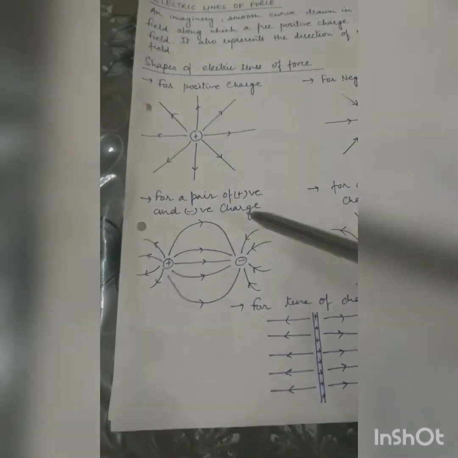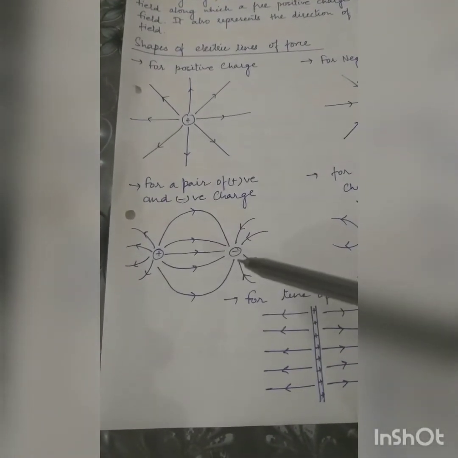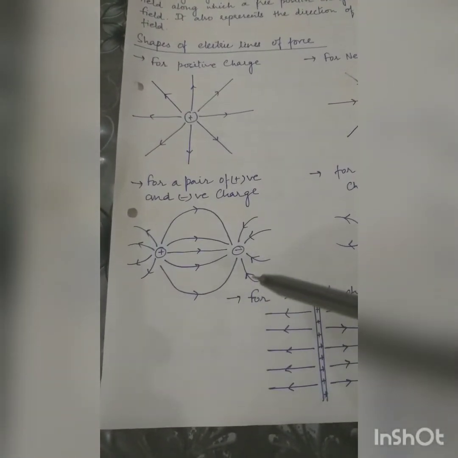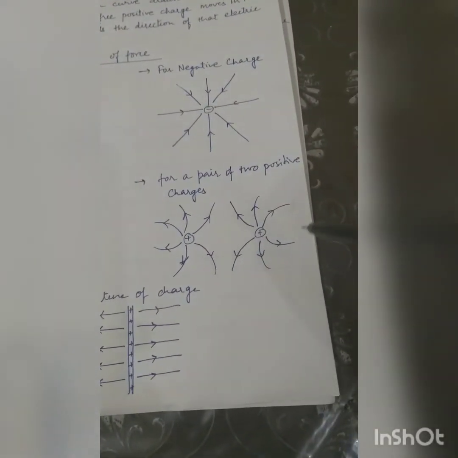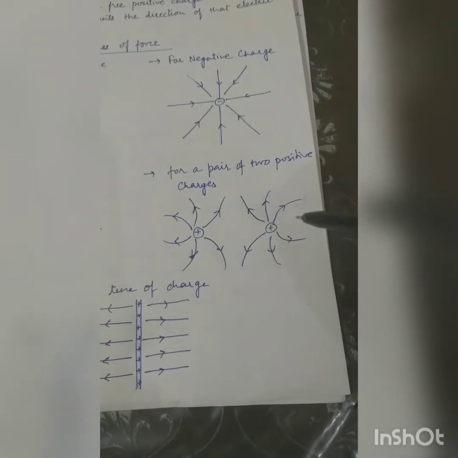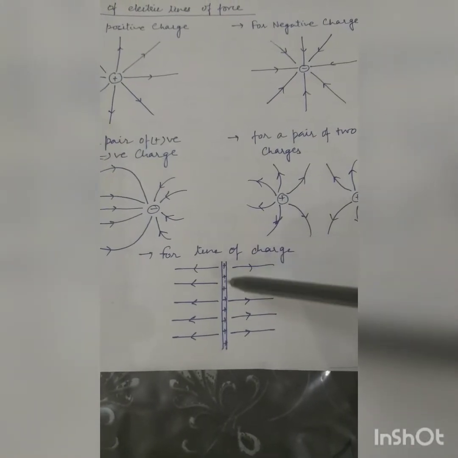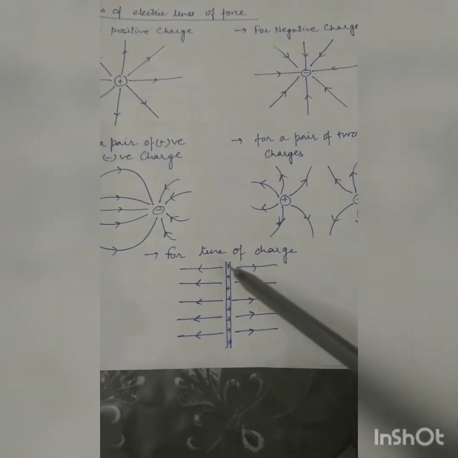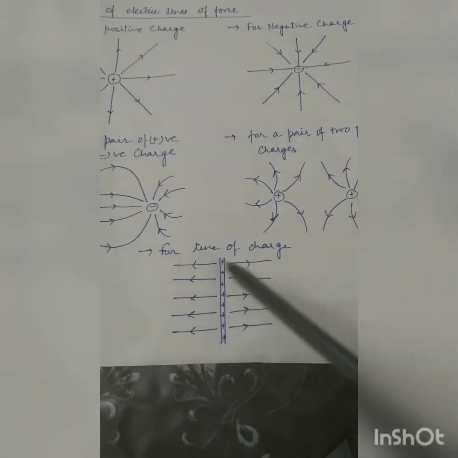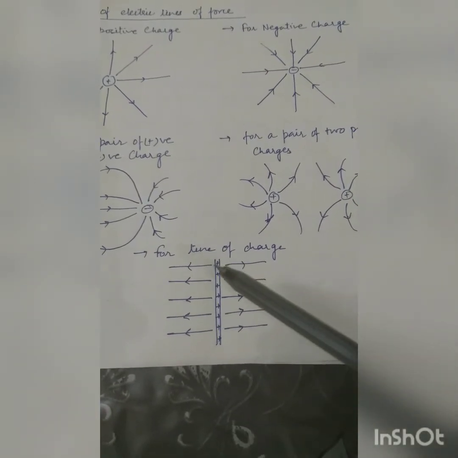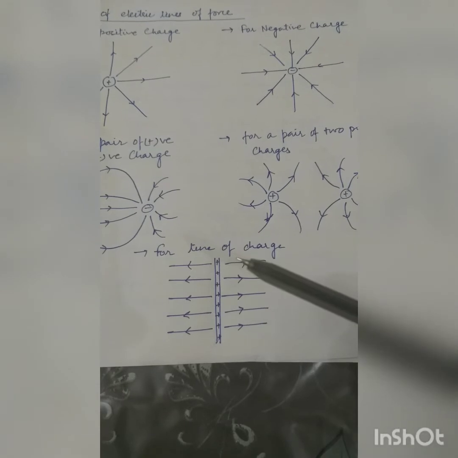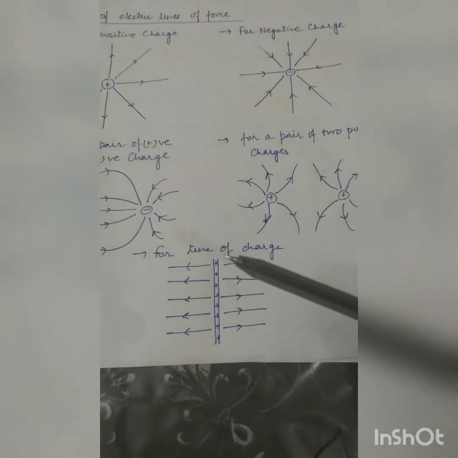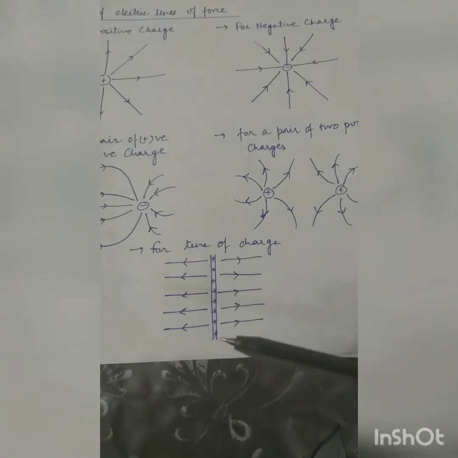Suppose we have a pair of one positive and one negative charge, then the shape of electric field lines will be like that. And for a pair of two positive charges, these electric field lines will be like that. Clear? Next, we have a line of charge. Suppose positive charge is uniformly distributed over a straight line, then the electric lines of forces for this line of charge will be like this. These electric field lines are radially outwards from this line of charge.